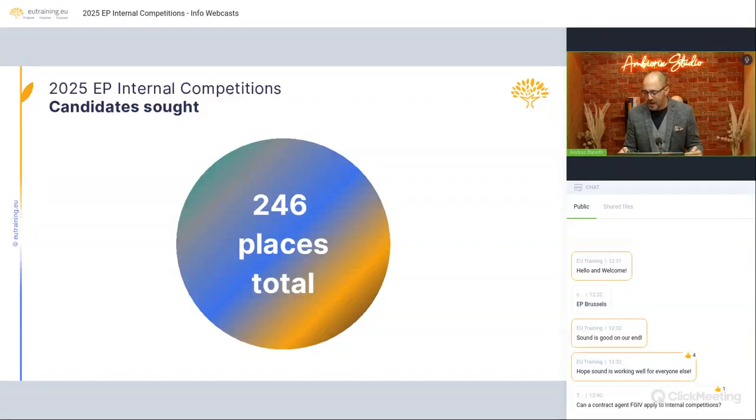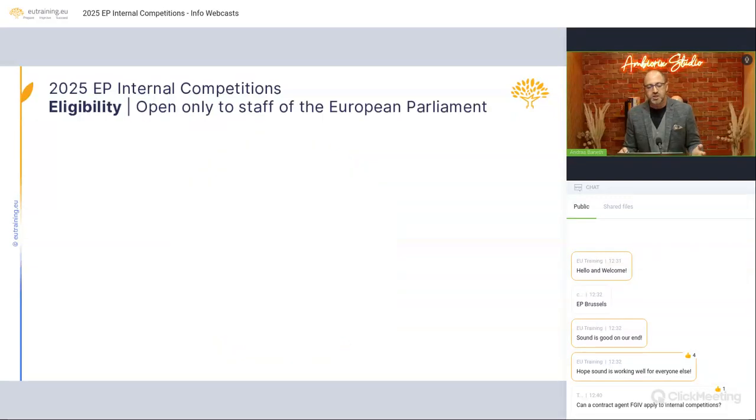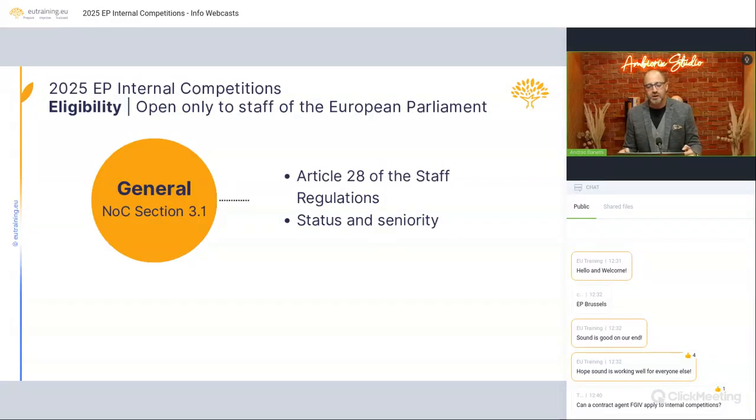And the eligibility, I see that Theodora is asking about that. Well, good news is already we have a slide on that of what the eligibility criteria are. And so there are some general eligibility criteria, which is largely based on the staff regulations on status and seniority.